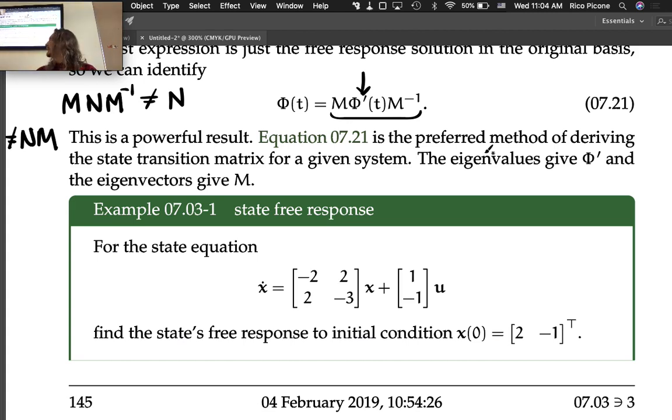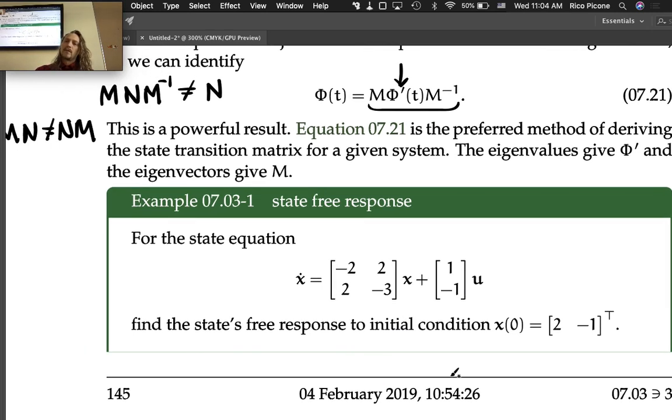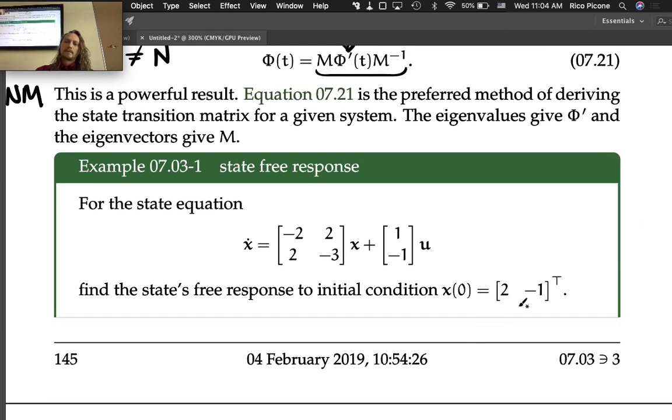We're going to do a little example, the state free response. For the state equation given here, find the state's free response to the initial condition. It's a 2x2 A matrix. So this is a what order system? Second order system. Very good.